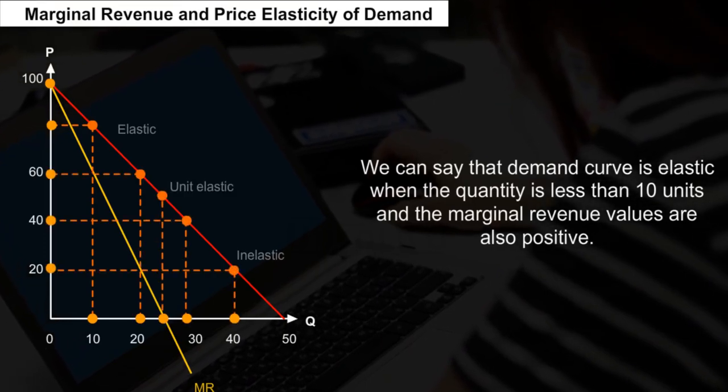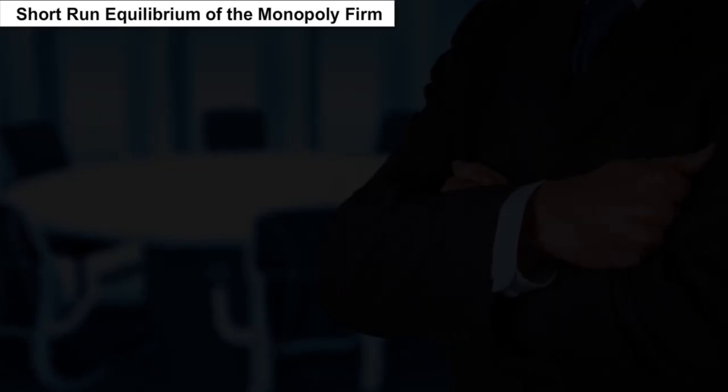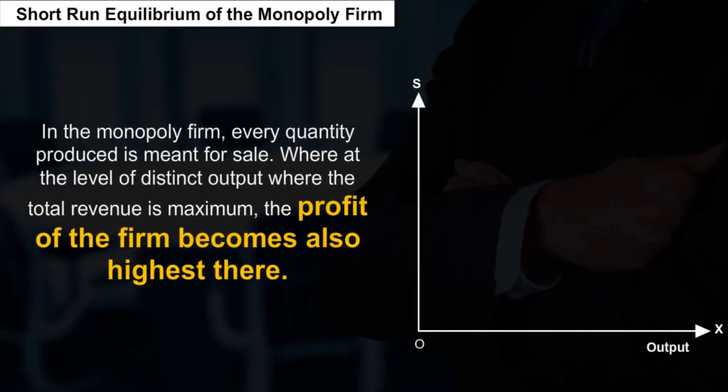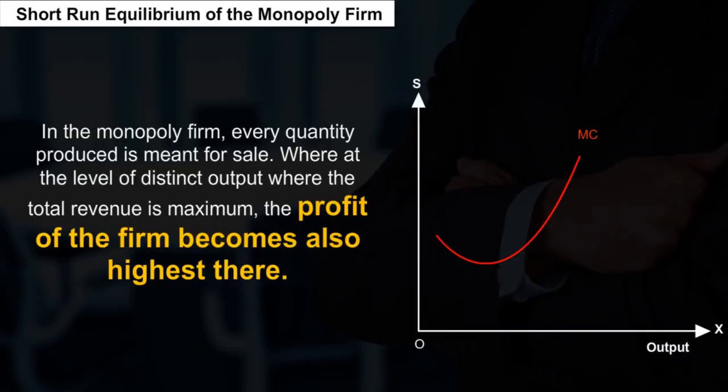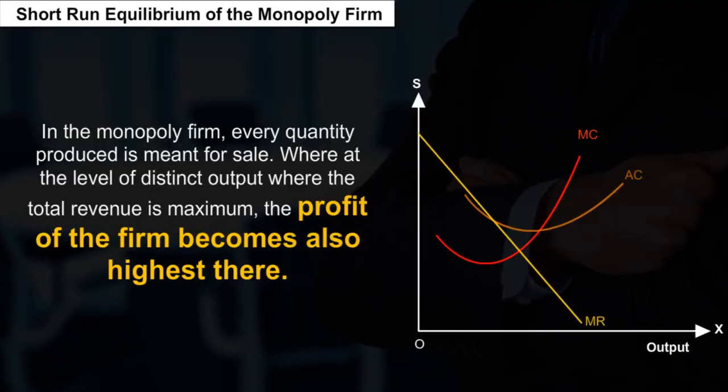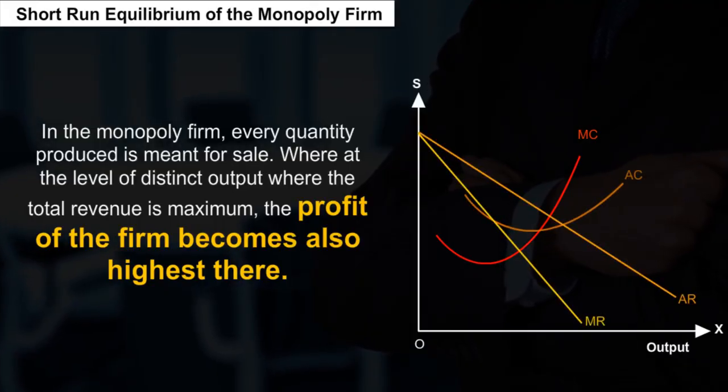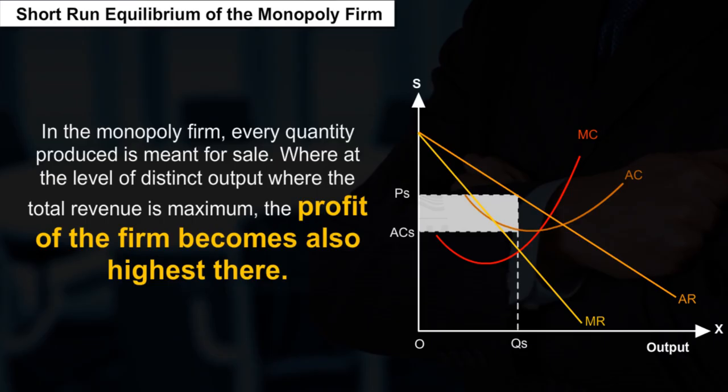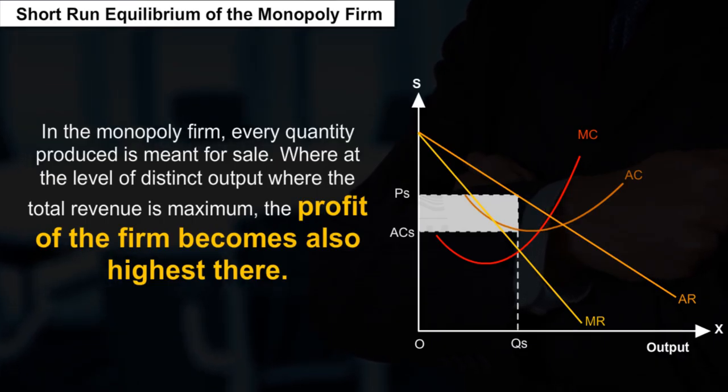Short-run equilibrium of the monopoly firm. In the monopoly firm, every quantity produced is meant for sale, where at the level of distinct output, where the total revenue is maximum, the profit of the firm becomes also highest there.